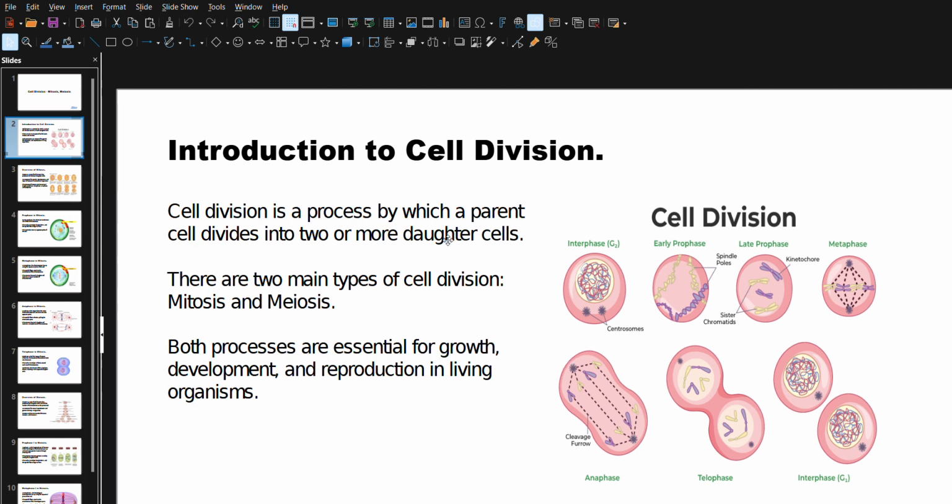You can see here the diagrammatic representation that I have given. Cell division is a process by which a parent cell divides into two or more daughter cells. There are two main types of cell division, mitosis and meiosis. Both these processes are very important for growth, development and reproduction in living organisms.